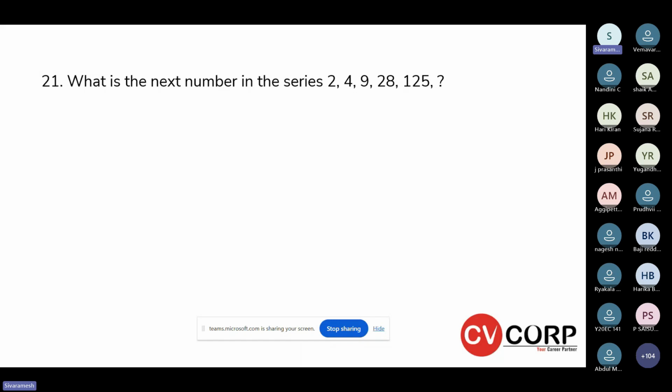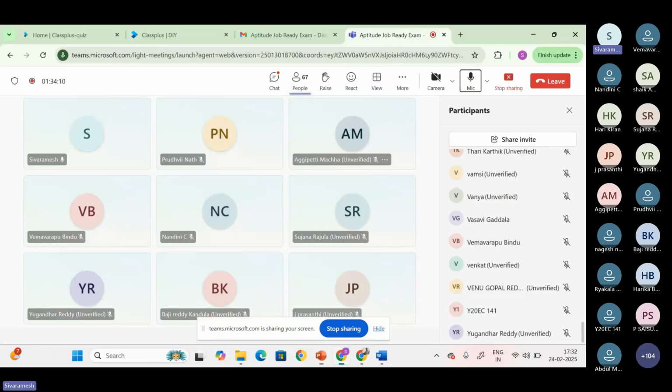Because very few students posted the answer when I asked them to solve this question yesterday. So I just wanted to see.